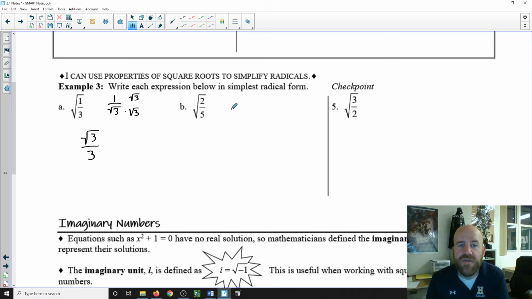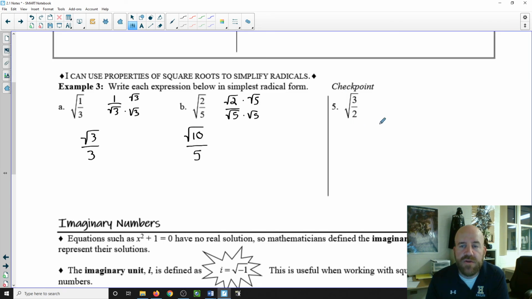Now 2 over 5. So we have root 2 over root 5. Again, we don't want a root in the bottom, so we have to multiply by square root of 5 to the top and the bottom. Square root of 5 times square root of 5 is just 5. Square root of 2 times square root of 5, we multiply the inside numbers and we get square root of 10. If it were a number that we could break down like we were doing in the previous examples, we would want to do that.